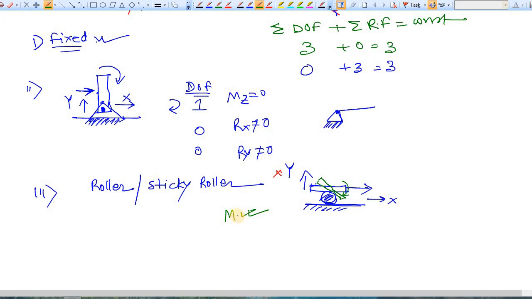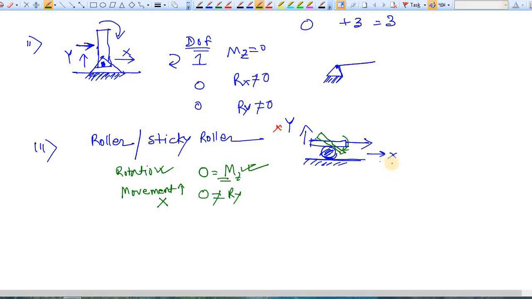Moment reaction is 0, because along this z axis rotation is allowed, so no reactive force. But movement towards the y direction is not allowed, so there will be a reactive force, that is Ry, which is not equal to 0. And also towards the x direction movement is allowed, so reaction is 0.